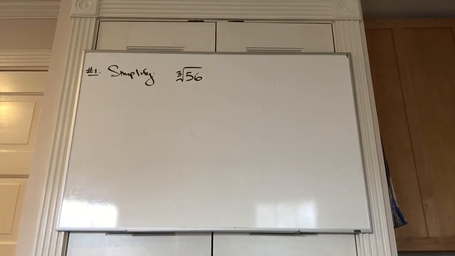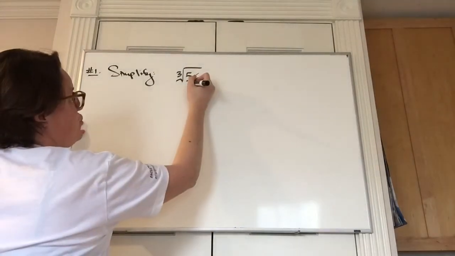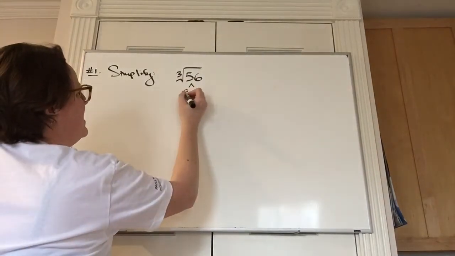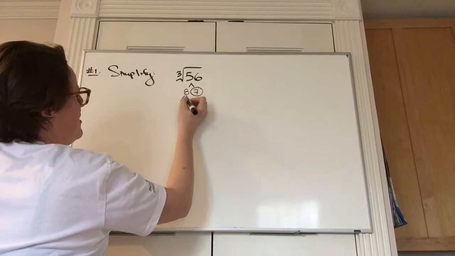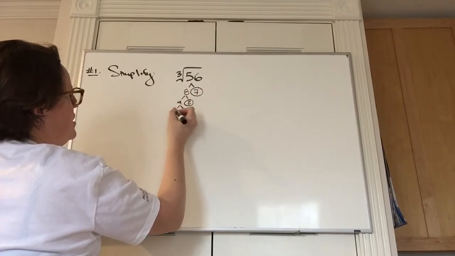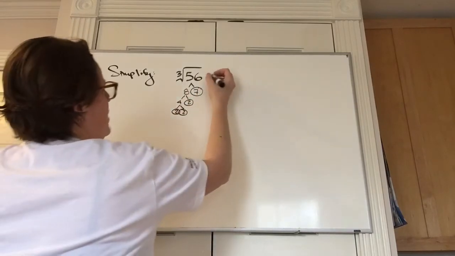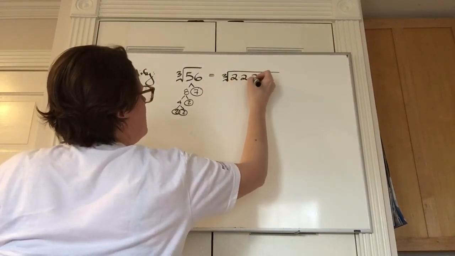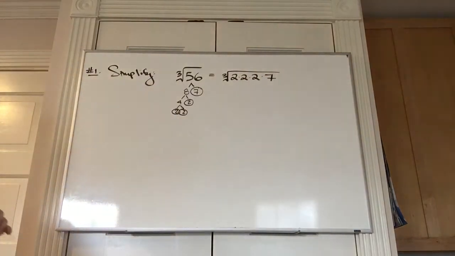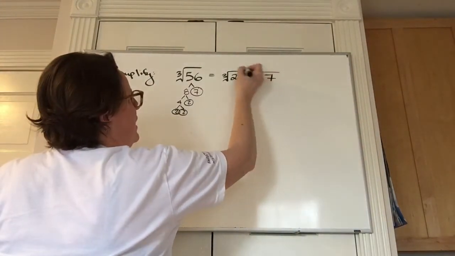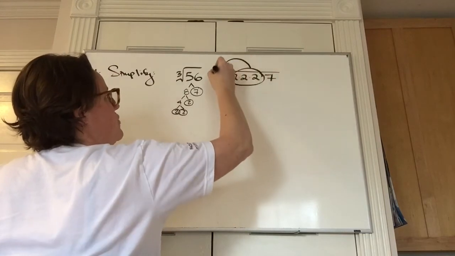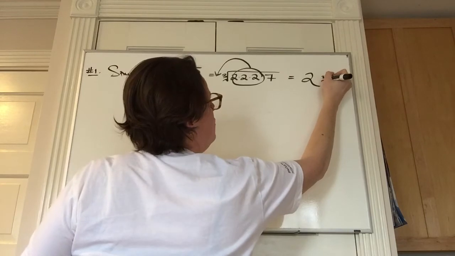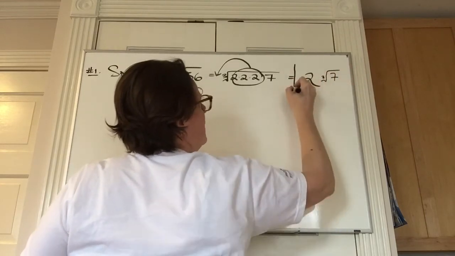Okay, whether it's a square root or a cube root, you want to start by making a tree. 56, it turns out, is 8 times 7, and then 8 is 4 times 2, this is 2 times 2. So I notice I have the cube root of 2 times 2 times 2 times 7 with a cube root, 3 on the inside. A cube on the inside makes 1 on the outside. So this simplifies to be 2 times the cube root of 7.